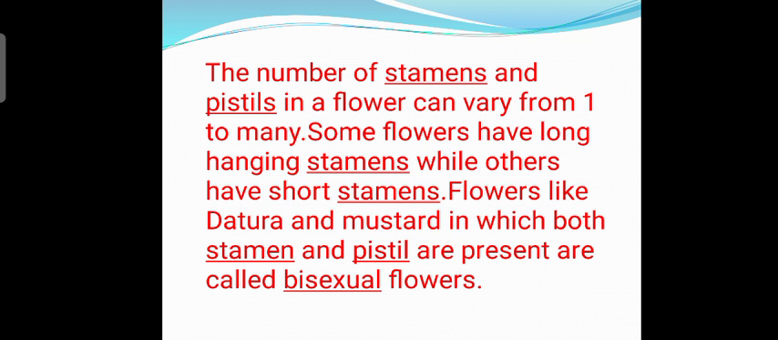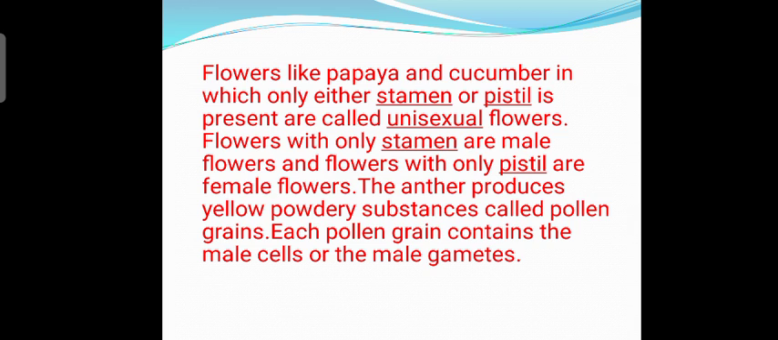The number of stamens and pistils in a flower can vary from 1 to many. Some flowers have long hanging stamens, while others have short stamens. Flowers like datura and mustard, in which both stamen and pistil are present, are called bisexual flowers, while flowers like papaya and cucumber, in which only either stamen or pistil is present, are called unisexual flowers. Flowers with only stamen are male flowers and flowers with only pistil are female flowers.